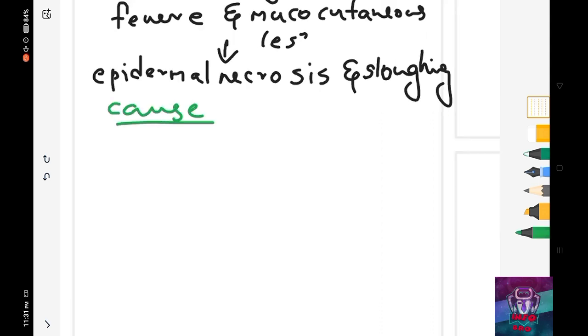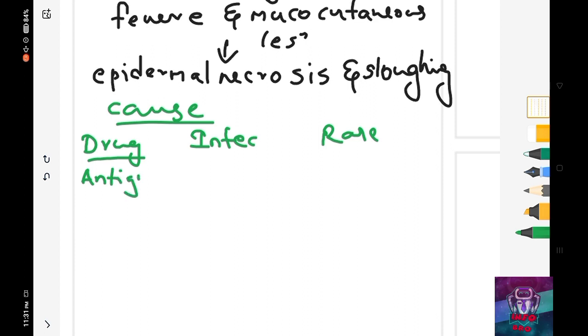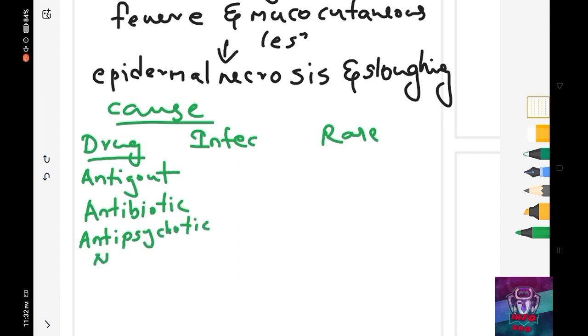So what will be the causes of this? There are three causes: one is due to drugs, another due to infection, and another due to rare causes. In drugs, it can be due to anti-gout drugs like allopurinol, antibiotics like cephalosporin, antiepileptic drugs like carbamazepine, and NSAIDs like ibuprofen.